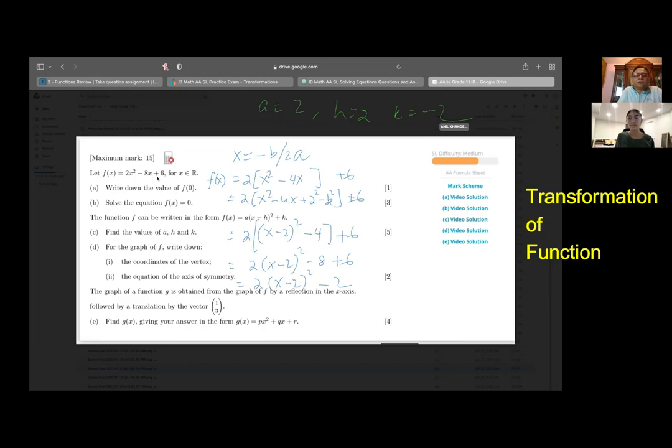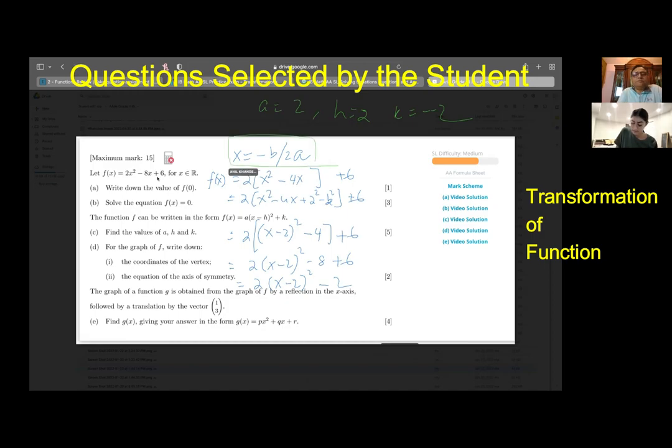So for the axis of symmetry, we do minus b over 2a, right? Correct. So the axis of symmetry is minus b over 2a, or you know it directly from the vertex form: x equals 2, right? Once you have the vertex form, you read from there. Correct. So the coordinates of the vertex, you know now. The coordinates of the vertex are 2, minus 2.